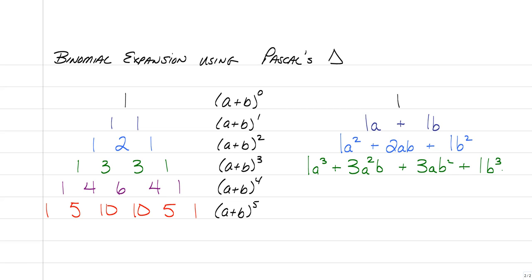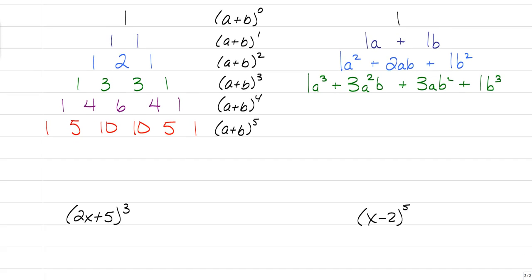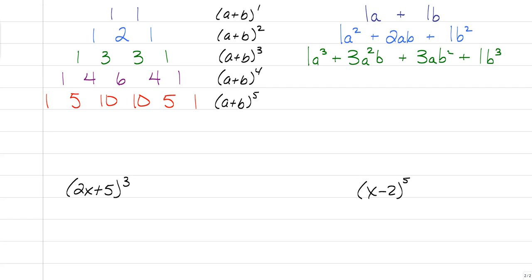But if you know how to use Pascal's triangle for binomial expansion, that 2x plus 5 cubed would make things a lot easier. So watch. 2x is a, and b is 5. So we would copy down the cubic. A plus b cubed is going to give us this pattern.